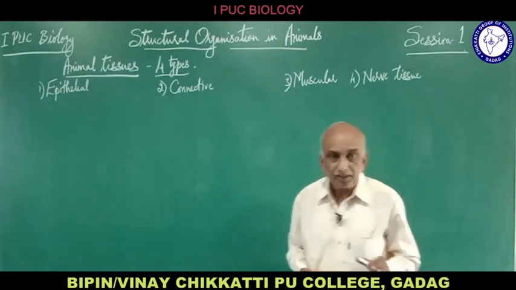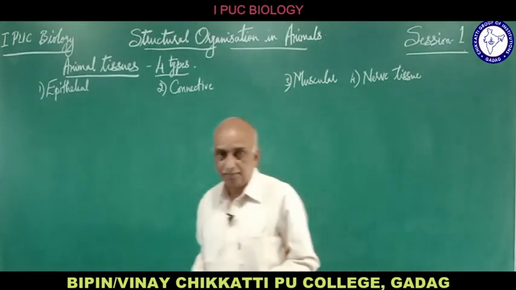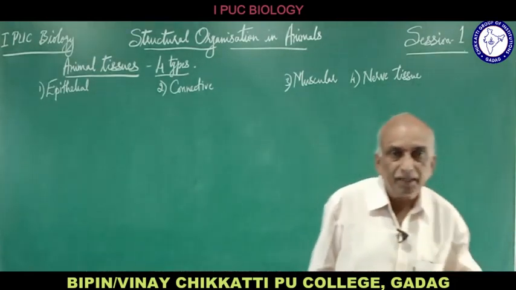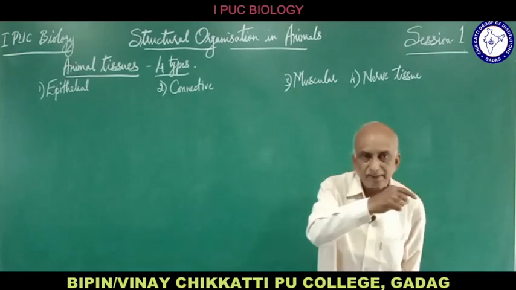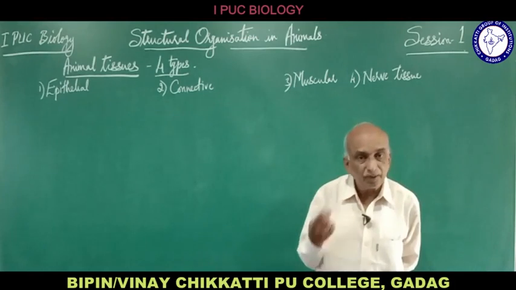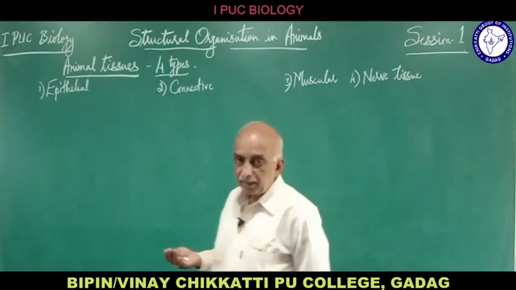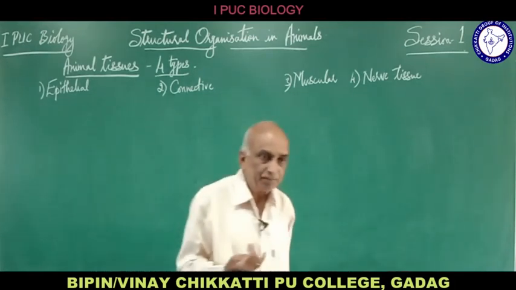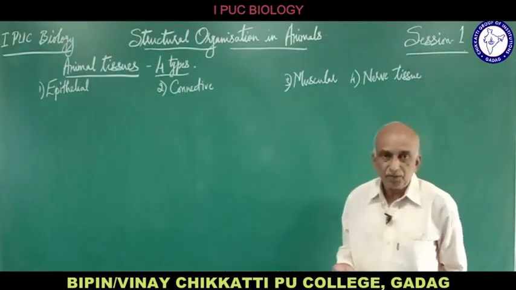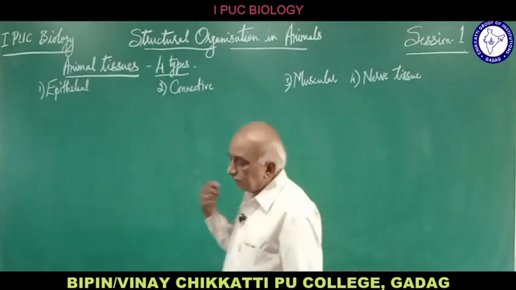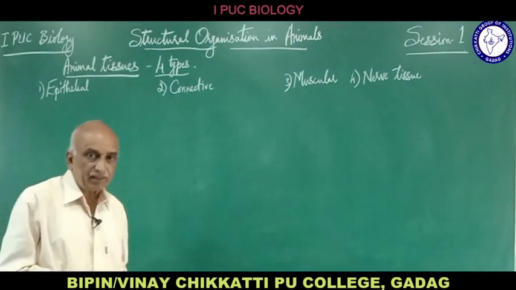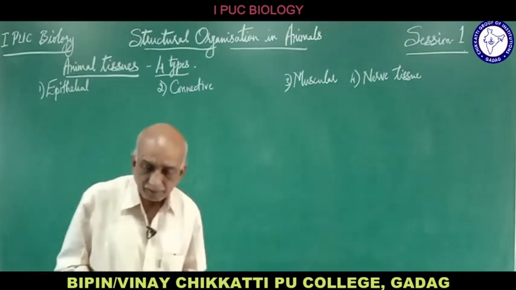Suppose the epithelial tissue consists of a single layer, so there is only one layer of cells, that is called a simple epithelium. So the single layer of cells, simple epithelium. Suppose there are 2 or more layers, it is called compound epithelium, or sometimes stratified epithelium. So this compound or stratified epithelium is present in different parts of the body. Now first we shall study the different types of tissues.